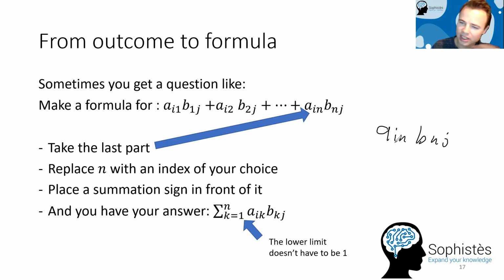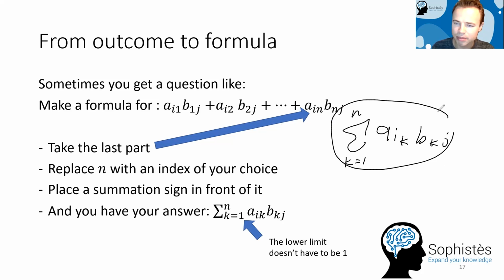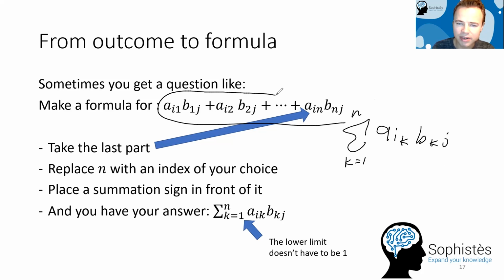So you can use i, j, k, or whatever, but you have to pay attention. We already used the i and the j, so we cannot use those. So we replace the n with, for example, the k. That's the next letter in the alphabet. Then you put a summation sign in front of it. And since I chose the letter k, I will start with k. Then I look, what is the first value that k will take? Well, first k will take the value 1. So I include the 1, and then I put an n here. And this is the summation that corresponds to this series here.